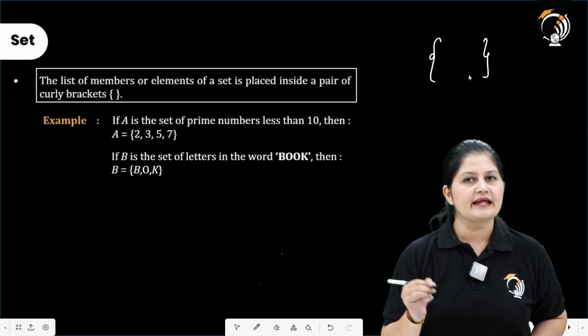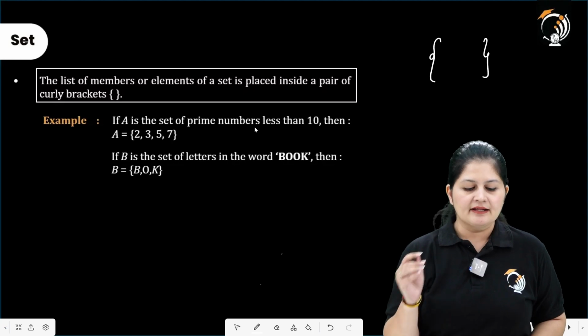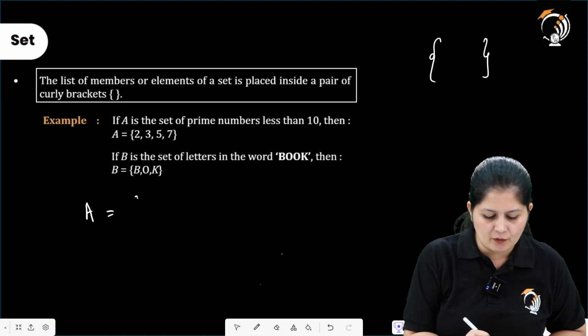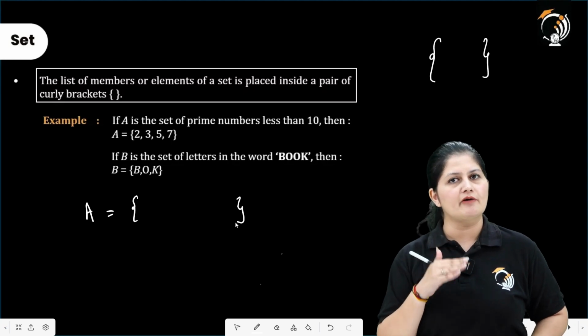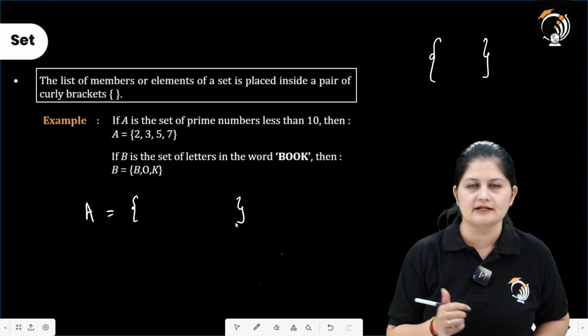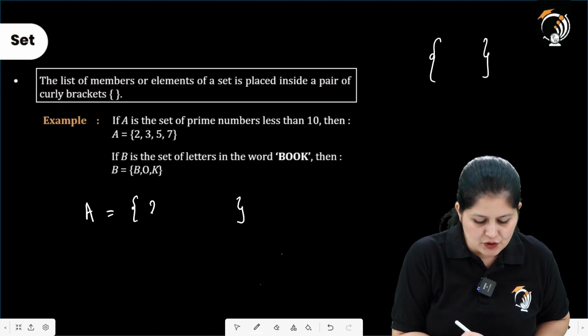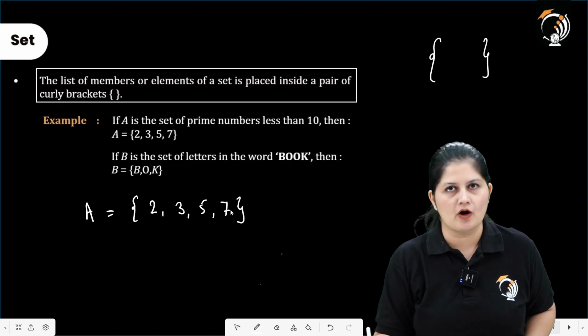Taking an example, if A is a set of prime numbers less than 10, how are we going to write it? We will write A is equal to, in curly brackets, all the elements. The prime numbers between 1 and 10 are 2, 3, 5 and 7. All the elements will be separated by a comma.